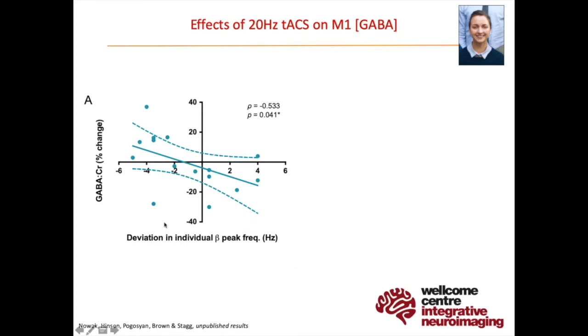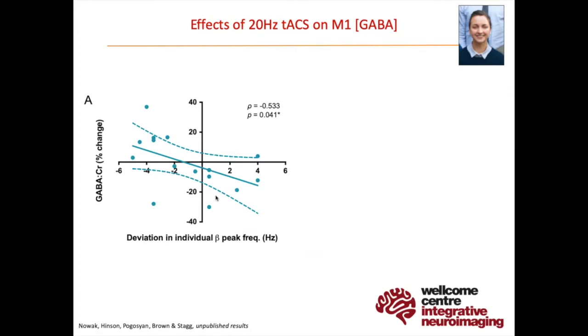But then she asked the interesting question, again going back to individual variability: rather than just taking the group mean and saying, okay, maybe you do get a change in GABA and a change in glutamate, but there's nothing very clear, can we look at that in relation to how much the brain activity has got to change to become 20 hertz?